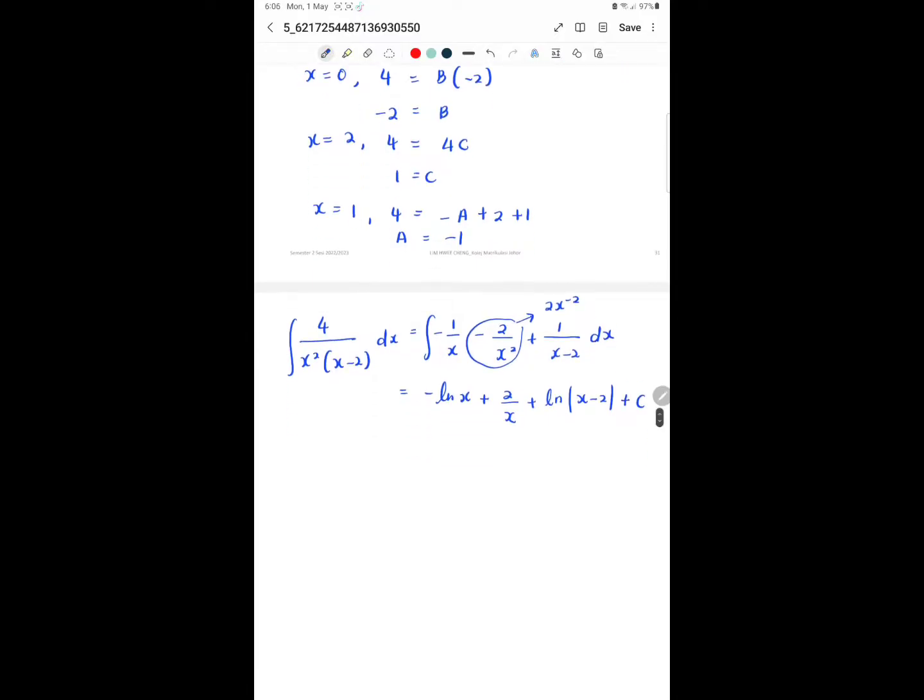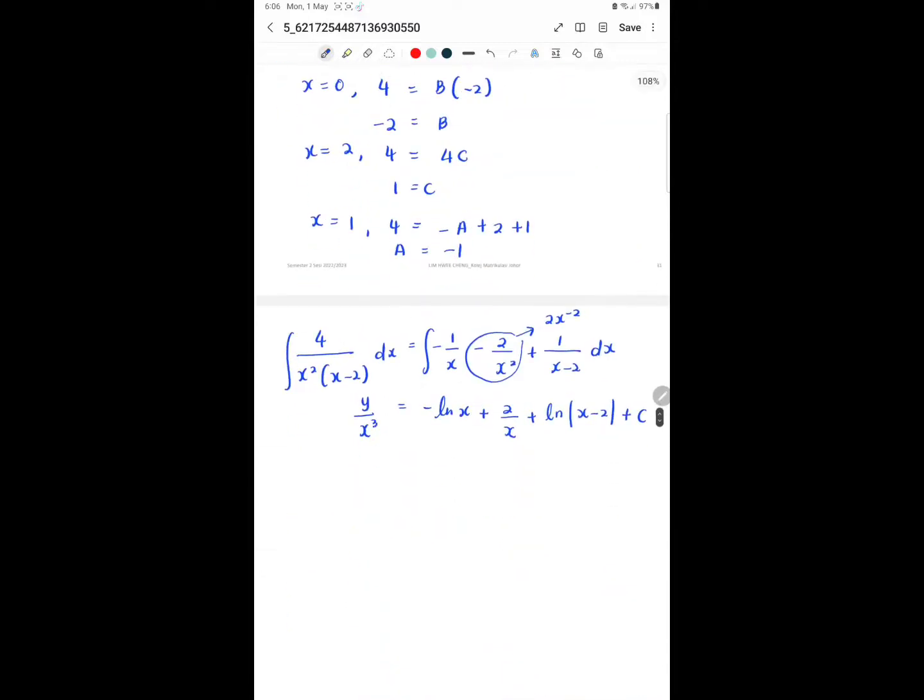So finally, we are going to simplify. Since this one is actually equal to y over x cubed just now, therefore y equals x cubed. Move to the right side, then we just multiply all that with negative. Simplify ln with ln, so you will have 2 over x, and then plus ln of x minus 2 over x, plus c, close bracket.